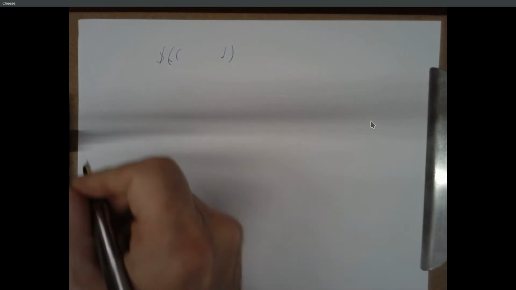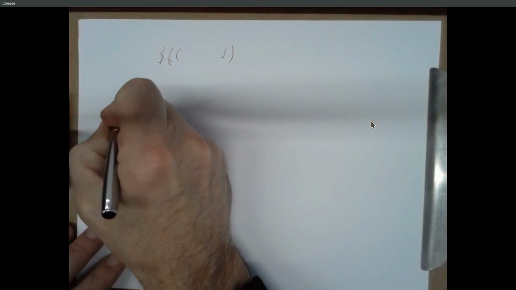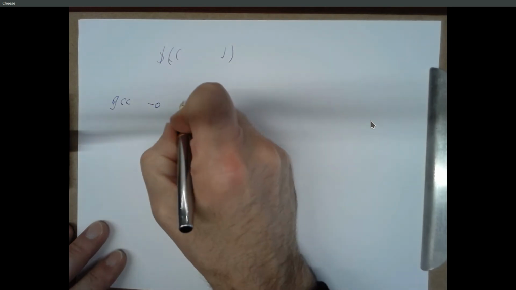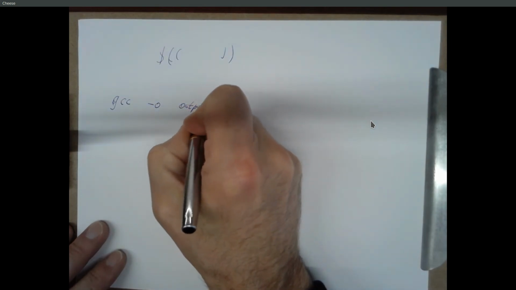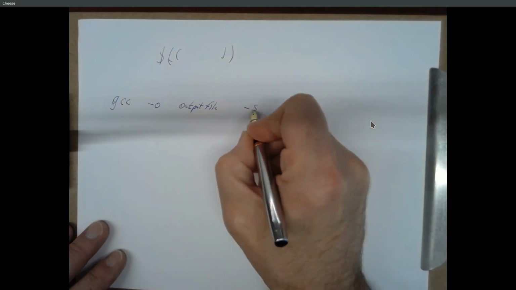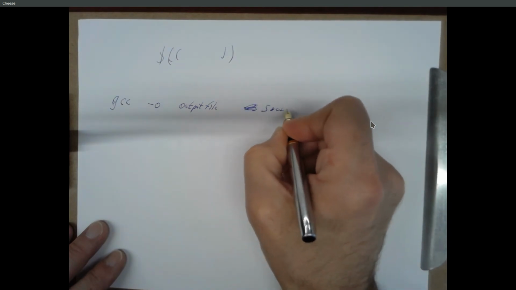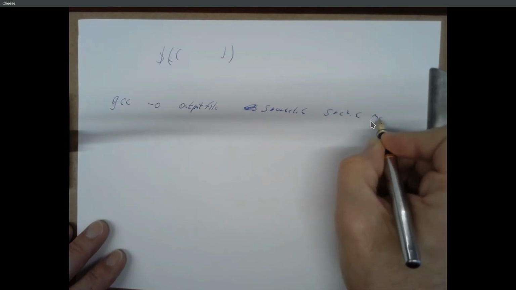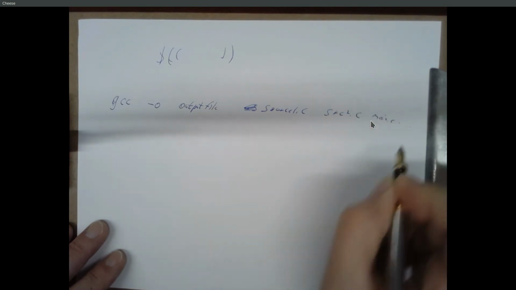GCC, right, that's our compiler. We know this already. Main things to know for GCC, -o output file and source1.c, source2.c, main.c, whatever, right?